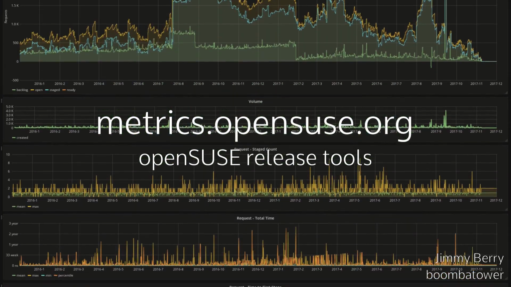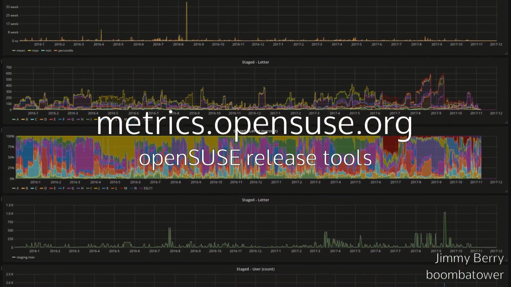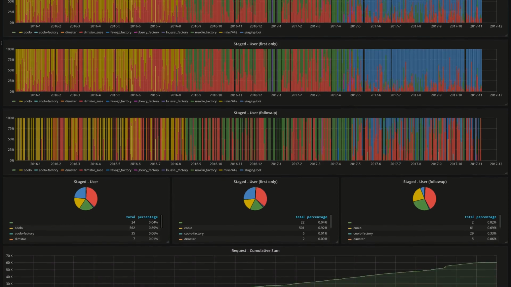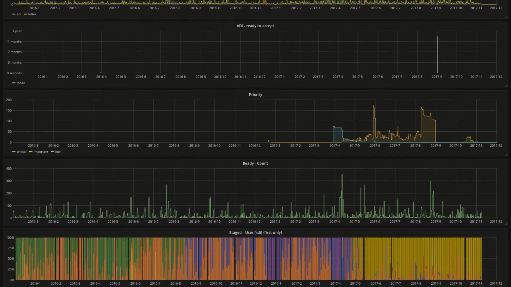This video will cover metrics.opensuse.org, the implementation details, as well as what all the information actually means. Links to the tools and the code involved in the process to produce the final data that you see will be provided in the video description.